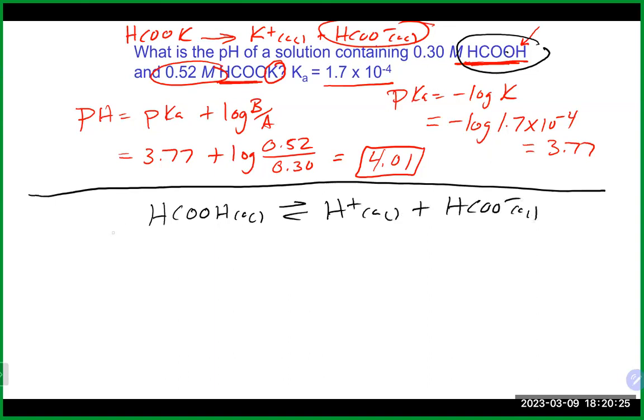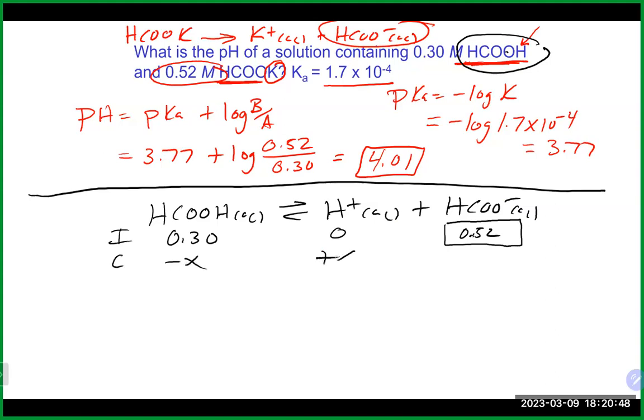And once again here, we would do our initial of 0.30. We would have our 0. And as we were talking about earlier, very important that we should also have an initial right there. That would be where our 0.52 would go. Once again, if you did not put that initial there in that ICE table, you're not doing the common ion problem that we're looking at. You're just doing the weak acid problem.